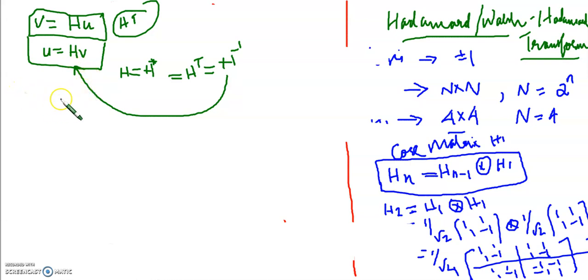Then one other property: as we know, this Hadamard matrix has only the values plus or minus 1. So there is no need for any multiplication. When you find H into U, there is no need for a multiplication operation because there is only plus and minus. So you can simply do it with some addition or subtraction.